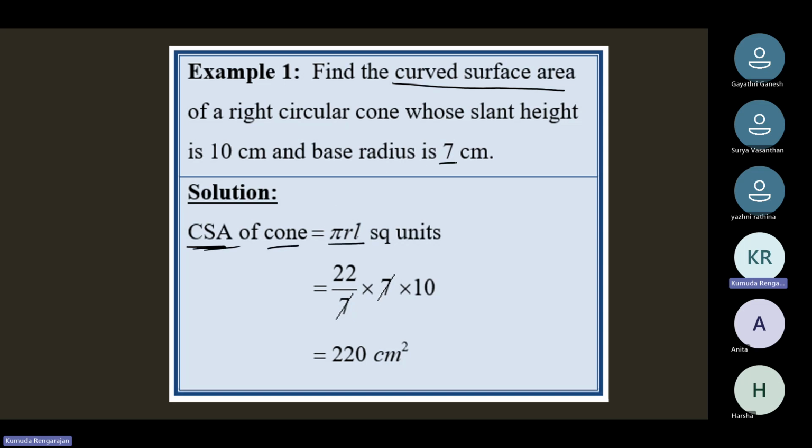And you're given the value of R. You're also given the value of the slant height. This is L. L is 10. And base radius R is 7. So L is 10, R is 7. And the formula to find the CSA is pi RL. So substitute and you'll have to calculate.